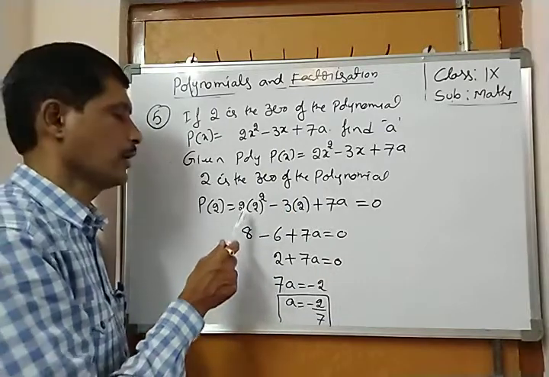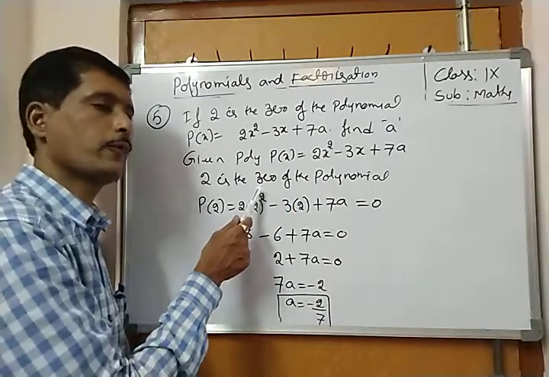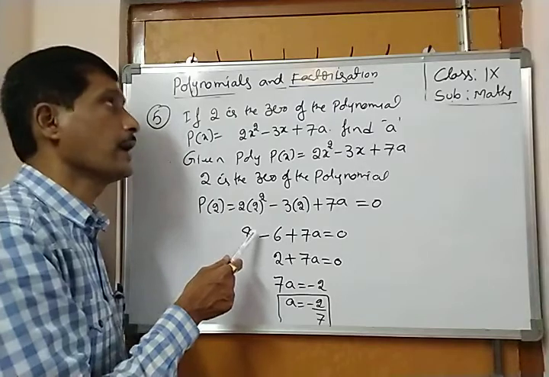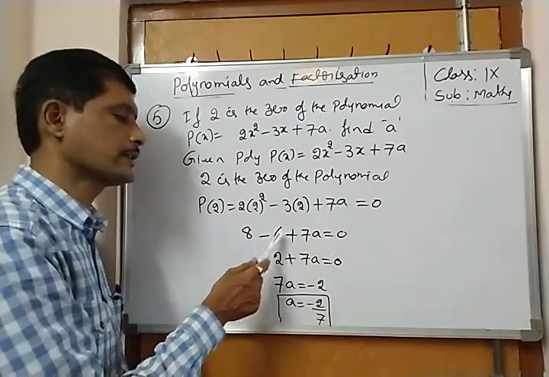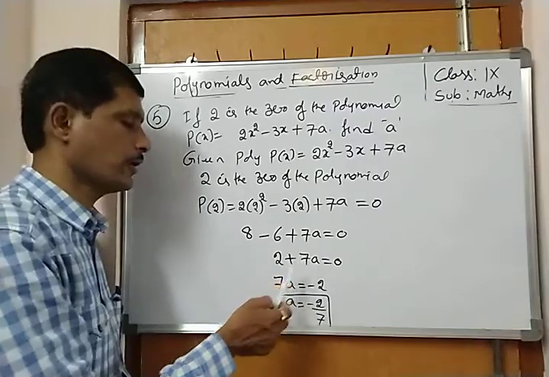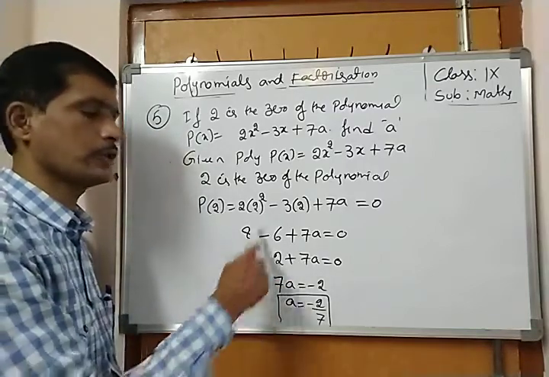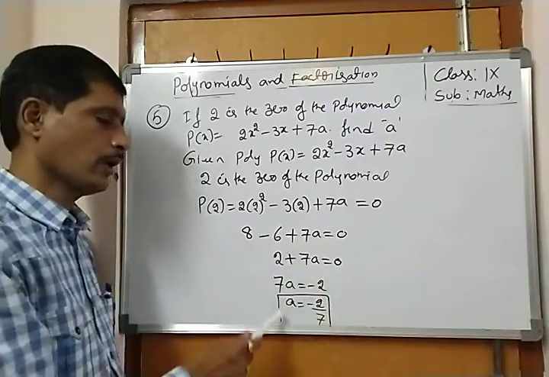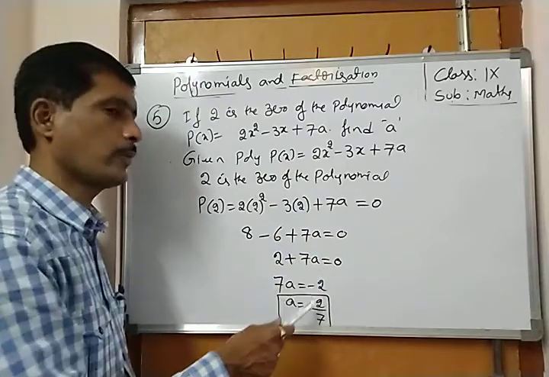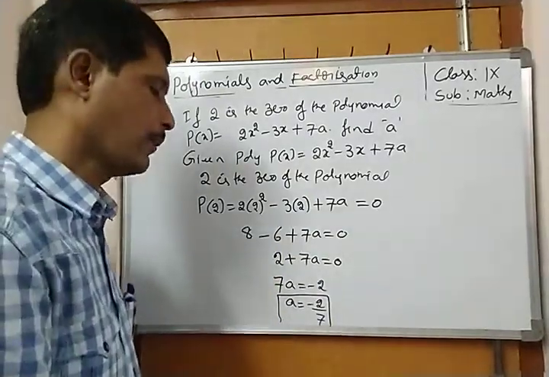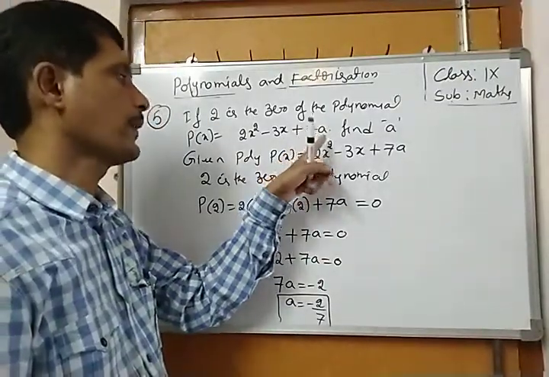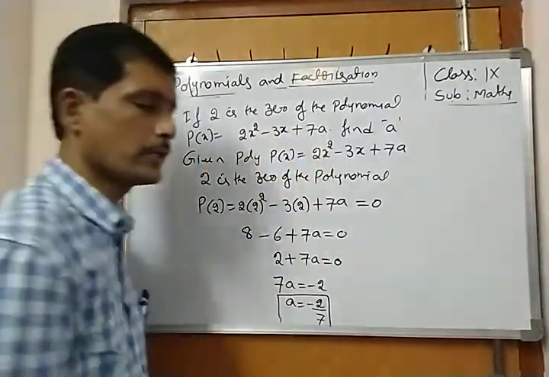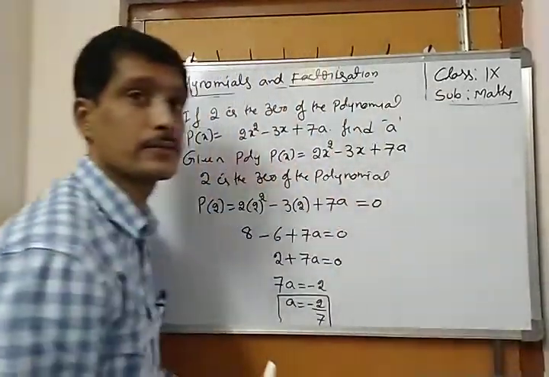2 square, 2 into 2, that is 4, 4 into 2, that is 8. 8 minus 6 plus 7a equal to 0. 8 minus 6, that is 2, 2 plus 7a equal to 0. Therefore 7a equal to, this 2 changes the sign, that is minus 2, a equal to minus 2 by 7. A value is minus 2 by 7. If a equal to minus 2 by 7, then x equal to 2 is the zero of the polynomial.